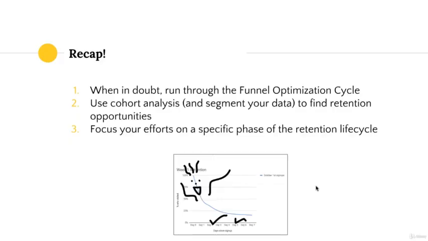So to recap, when in doubt, at any stage of the funnel, run through the funnel optimization cycle and you'll know what to do. Use cohort analysis and make sure to segment your data to find retention opportunities. And finally, focus your efforts on a specific phase of the retention lifecycle to make things easier.